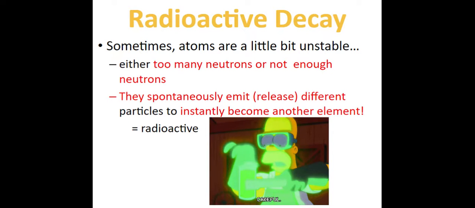Okay? Sometimes atoms are a little bit unstable for various reasons. Either they have too many neutrons or not enough neutrons. To fix that problem, they spontaneously emit or release different particles to become another element like that.